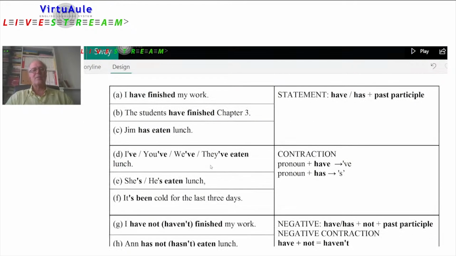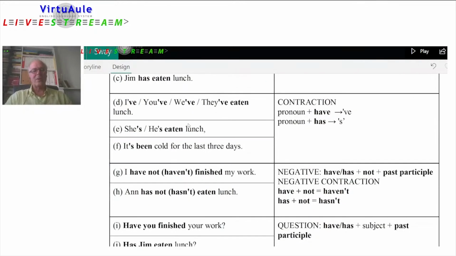Let's continue to look at the present perfect. A, I have finished my work. B, the students have finished chapter 3. C, Jim has eaten lunch. We have the structure have or has plus the past participle, the third form of the verb. Have finished, have eaten, has eaten. Has is third person singular. The contraction: I've, you've, we've, they've eaten lunch. E, she's, he's eaten lunch.